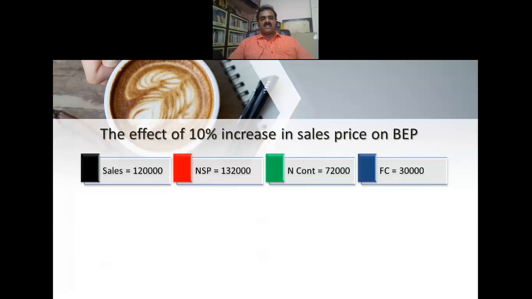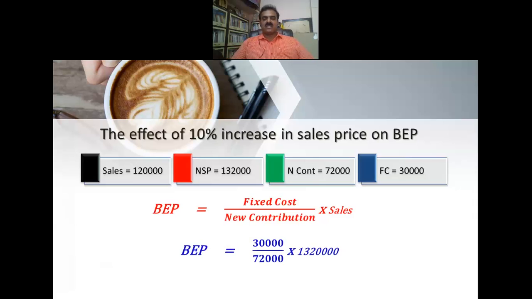So, with this, we need to calculate the break-even point. Straight away, the break-even point can be calculated. That is, break-even point equals fixed cost divided by contribution into sales. Here the adjustment is only pertaining to the increase in selling price. The new selling price is 1,32,000. Variable cost that was given in the question remains unchanged at 60,000. So, 1,32,000 minus 60,000, new contribution is 72,000. Fixed cost doesn't change at all, that is 30,000 rupees. Now, substituting the values, 30,000 divided by new contribution 72,000 multiplied by the sales 1,32,000, you will get the break-even point as 55,000 rupees, break-even sales. So, this is the effect on break-even point when the selling price is increased by 10%.